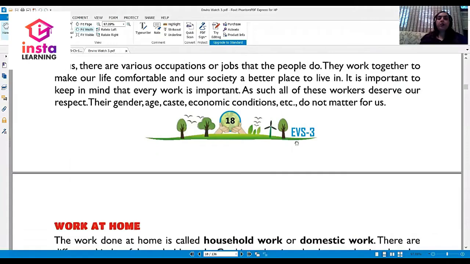These people work together to make our life comfortable and our society a better place to live in. It is important to keep in mind that every work is important. This is a very important thing, children, and we must understand it. No work is small or big.